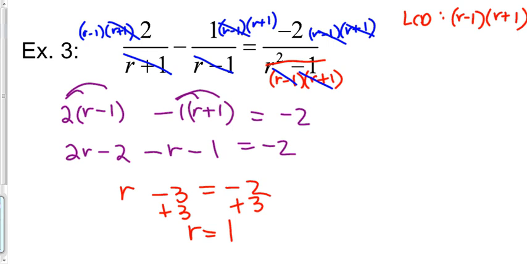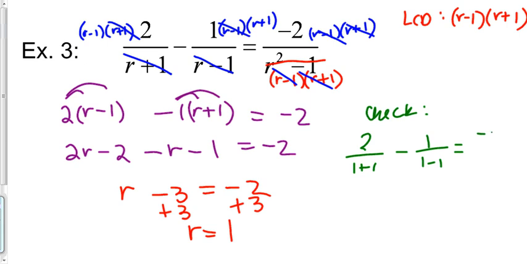Now, if you take a look at our solution here, r equals 1, there's kind of a problem. Go back to the original equation here. Could I plug in r equals 1? Let me just show you quick. If I want to check my solution, I'm going to plug in r equals 1. So I have 2 over 1 plus 1, or 2, minus 1 over 1 minus 1. That gives me a denominator of 0. That's where the problem occurs.